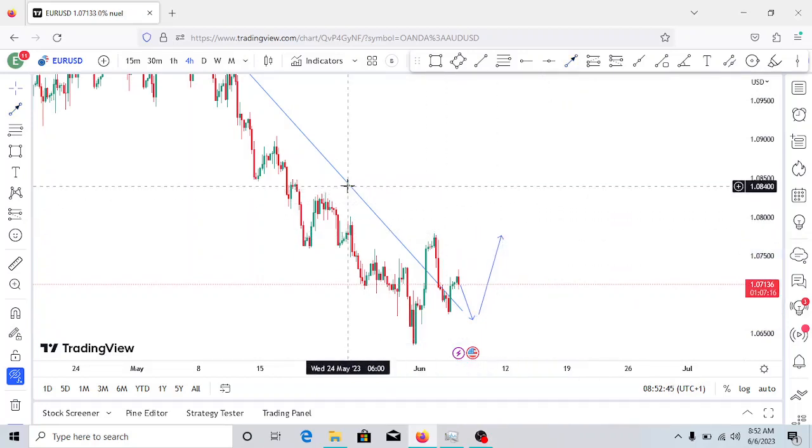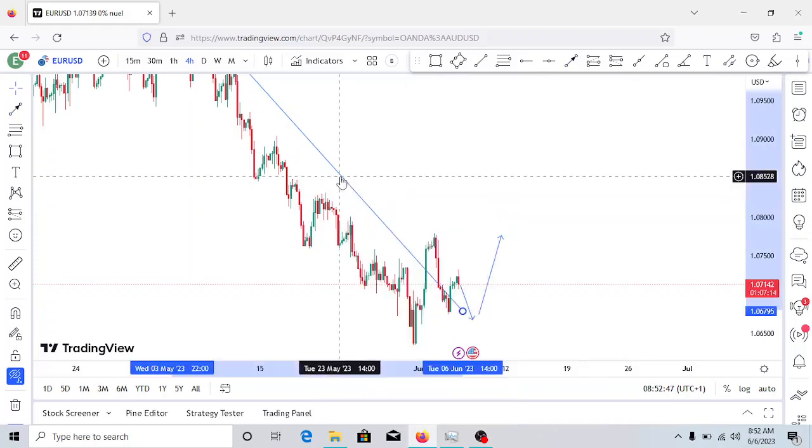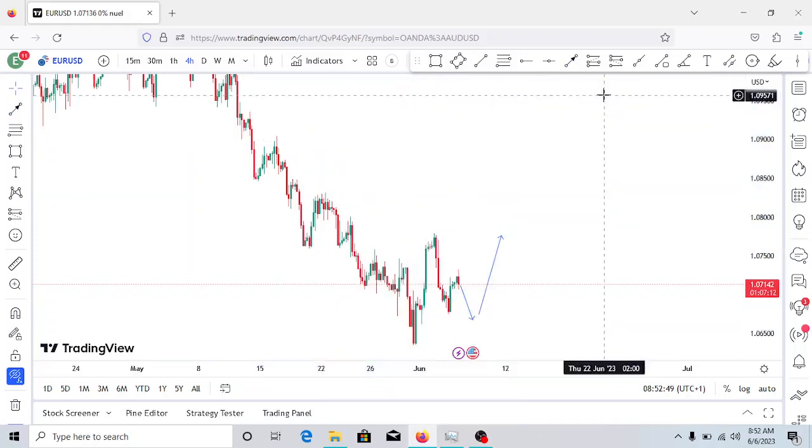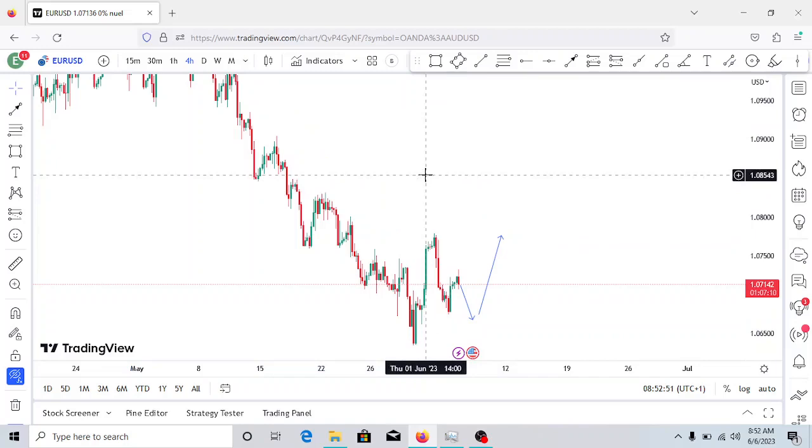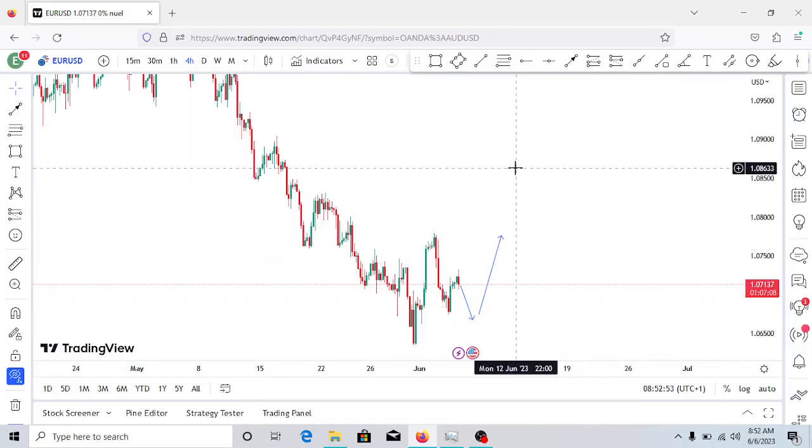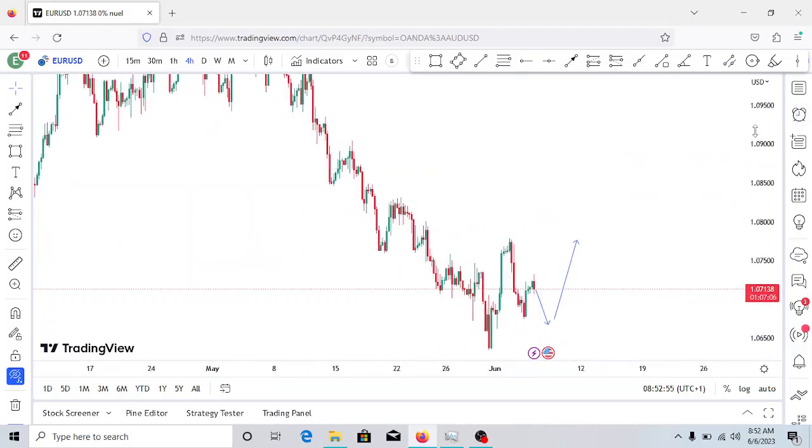Let's just delete this. I don't like my chart looking messy. Let's delete this trend line. Okay, so that's it, guys. This is what my outlook for the coming days is in the market.